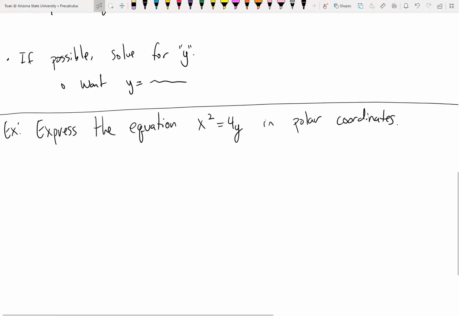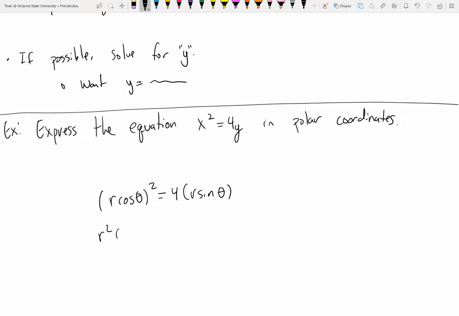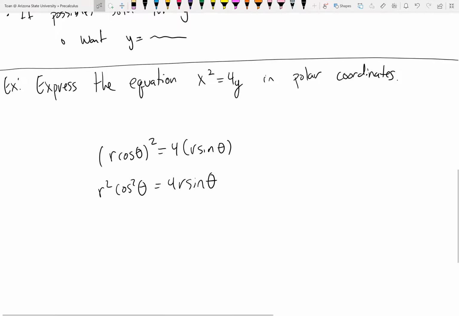So to do this, I see an x, so that's r cosine theta, squared, equals 4. I see a y, so that's r sine theta. Easy peasy. So that's r squared cosine squared theta equals 4r sine theta. Right. Next, you want to solve for r, if possible.